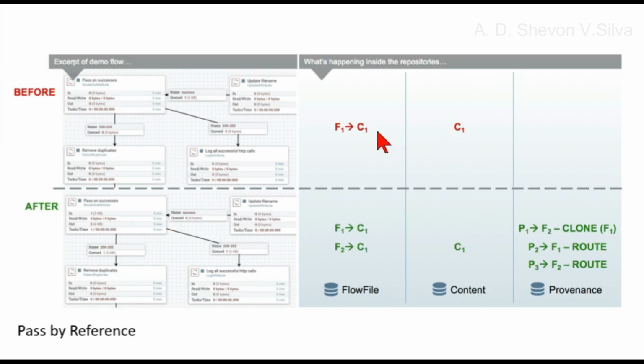This information is located in the flow file, content and provenance repos respectively.